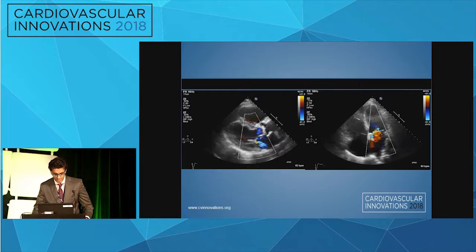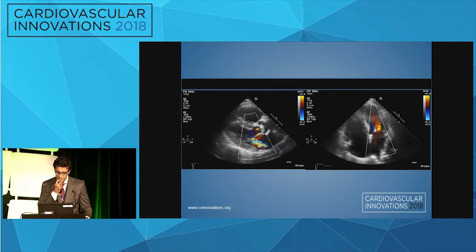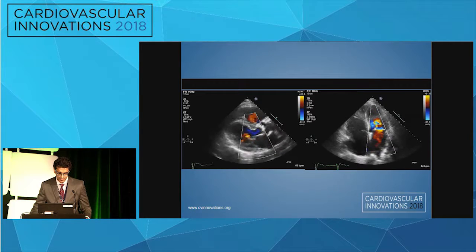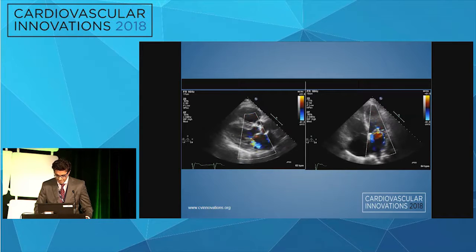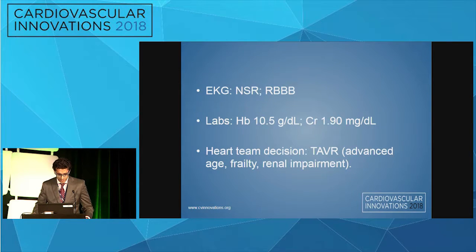These are the images from the repeat echo in 2016. As you can see, the mitral regurgitation is moderate, there's a clip in place, and there's moderate tricuspid regurgitation as well. ECG showed normal sinus rhythm, baseline right bundle branch block, hemoglobin of 10.5, creatinine of 1.9. The heart team decision was to proceed with transcatheter aortic valve replacement based on risk assessment from the Society of Thoracic Surgeons risk score, advanced stage frailty and renal impairment.